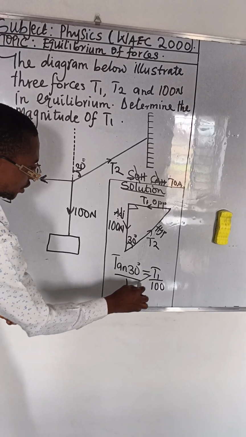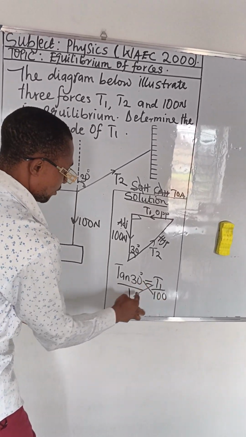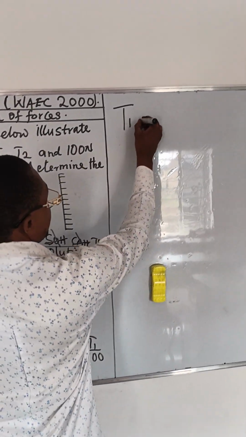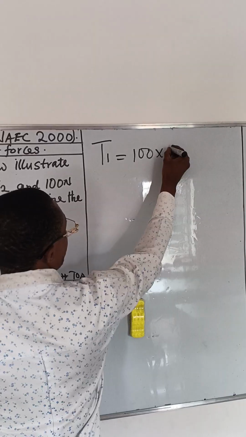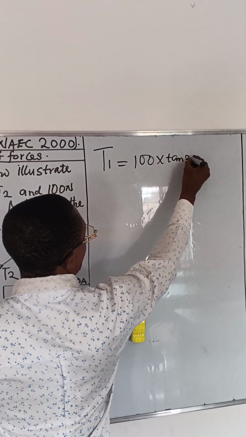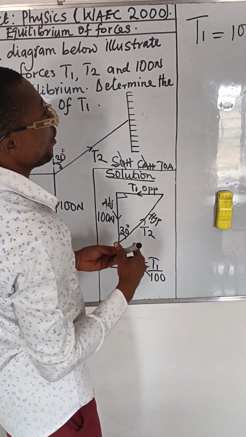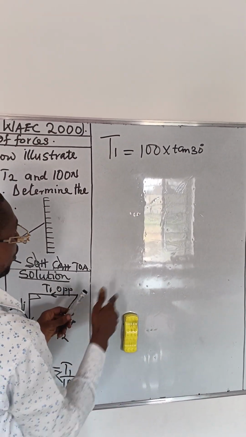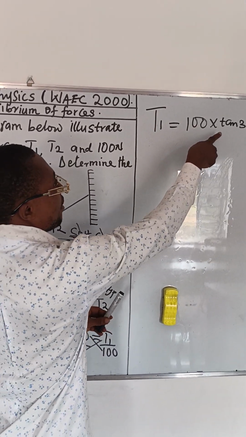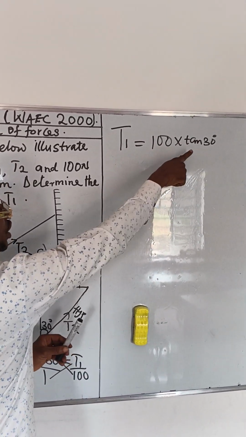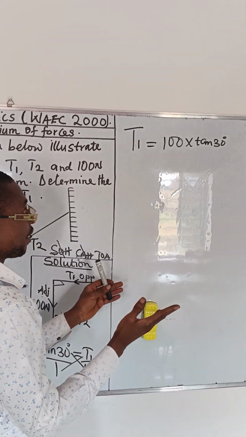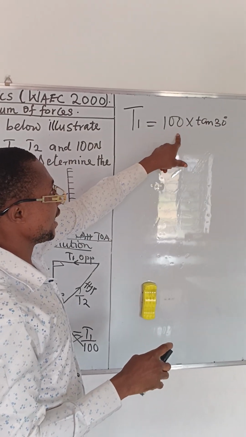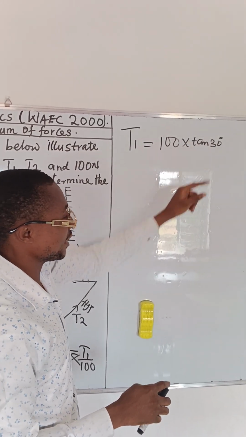So if we cross multiply, T1 times 1 will give us T1. 100 times tan 30 degrees. Now, always use your calculator. This calculator will make you solve it very fast. But for me, I will use the trigonometric ratio of special angle, since 30 is a special angle. If you go to my previous video concerning tan 30 and cos 30, you will understand this very well.